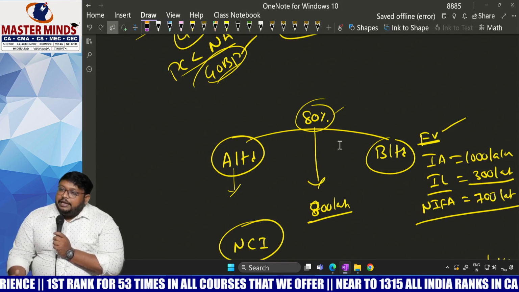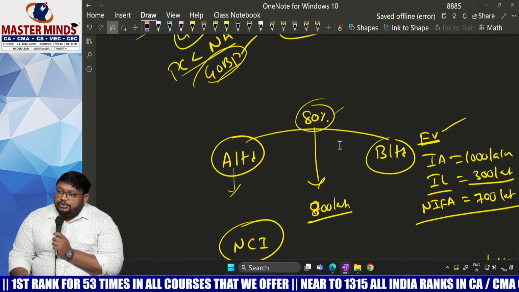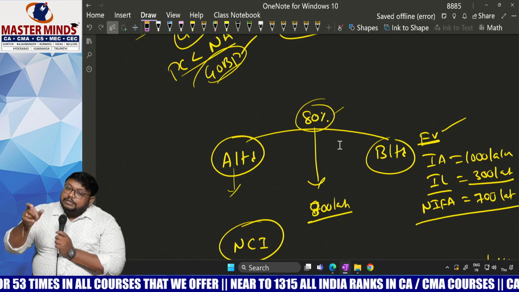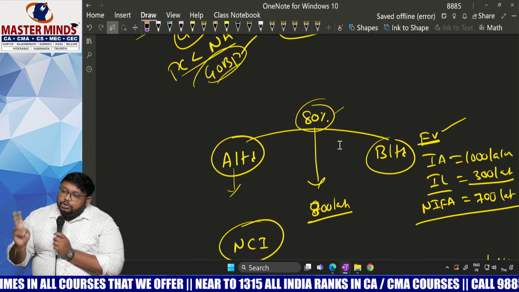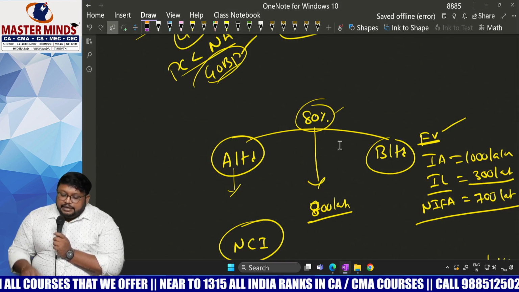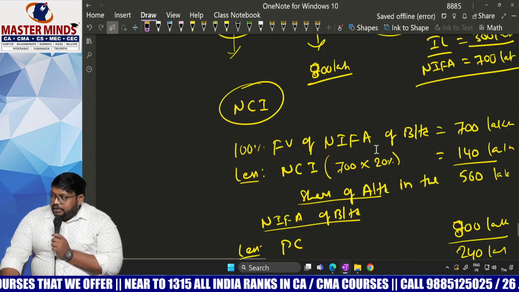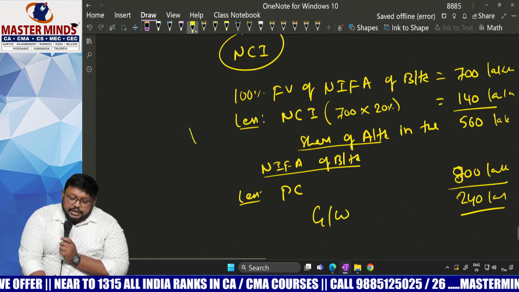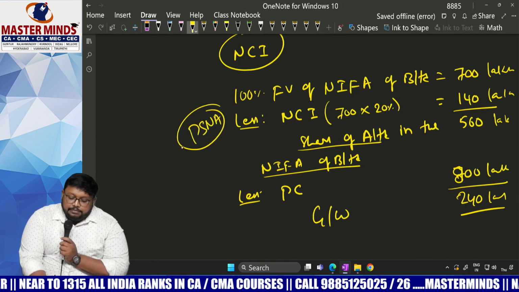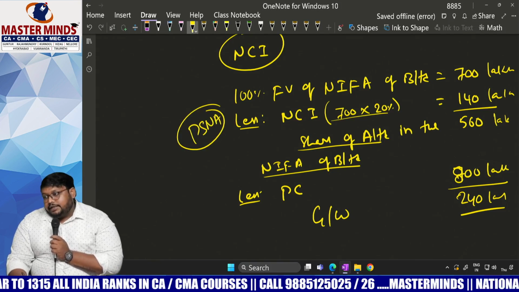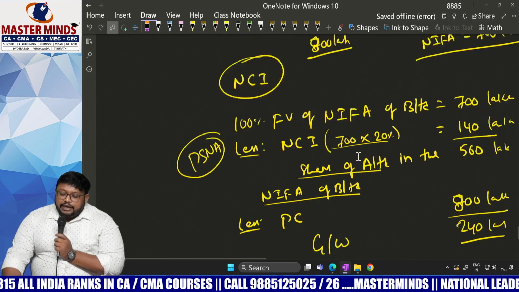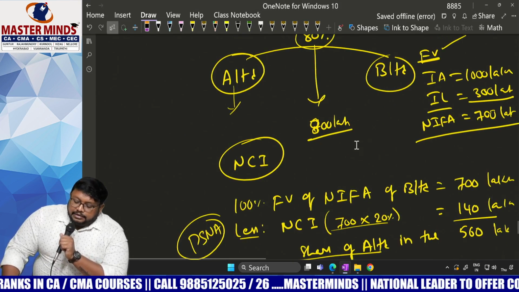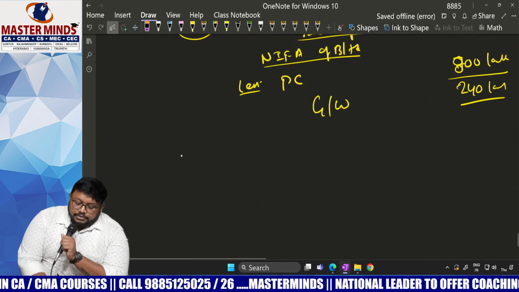When we hold 80% or 60% of stakes, the remaining percentage will be called non-controlling interest, and this non-controlling interest will be calculated under two bases. One is proportionate share in the net assets, which I showed you right now. Proportionate share in the net asset basis, we will get NCI. Okay, sir, how can we calculate NCI in the other basis? In the other basis, we have fair value basis also.